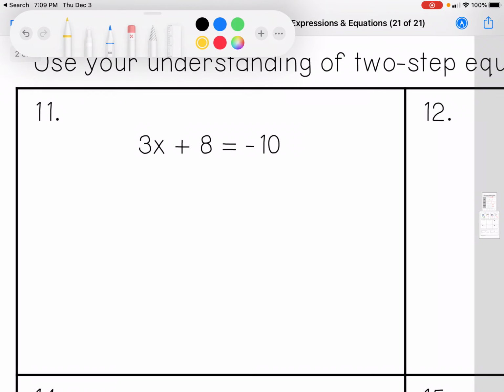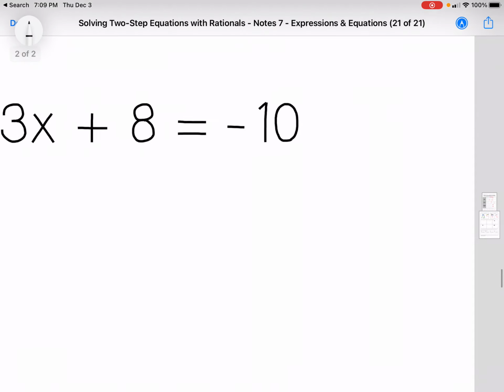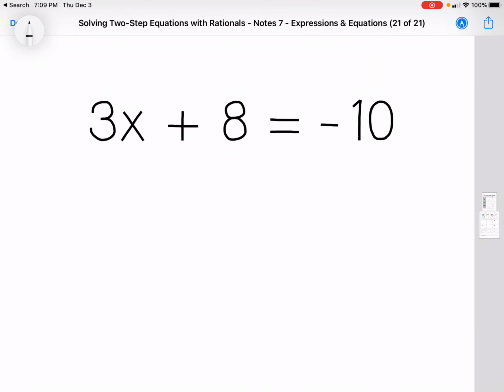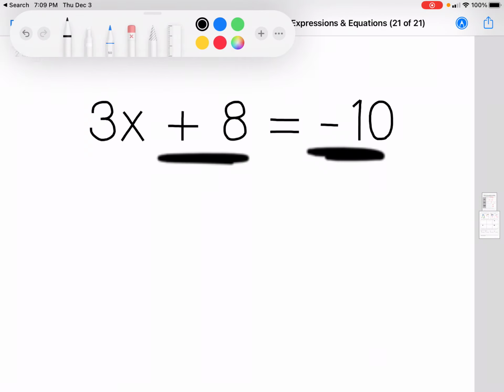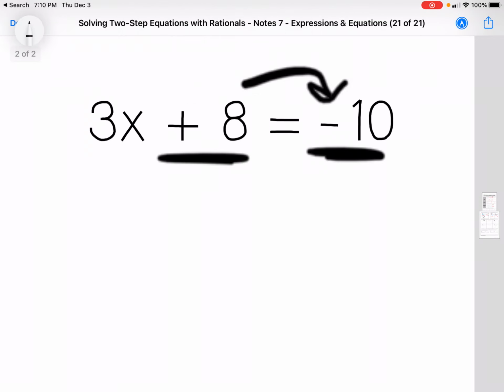All right, welcome back. I hope you got all of them correct. But if you did not, here we go. All right, like terms. What is the opposite of adding 8? I'm going to take it to that side first of all. Why? Because I'm going to get it away from the variable. I hope you're aware of that and know that already.